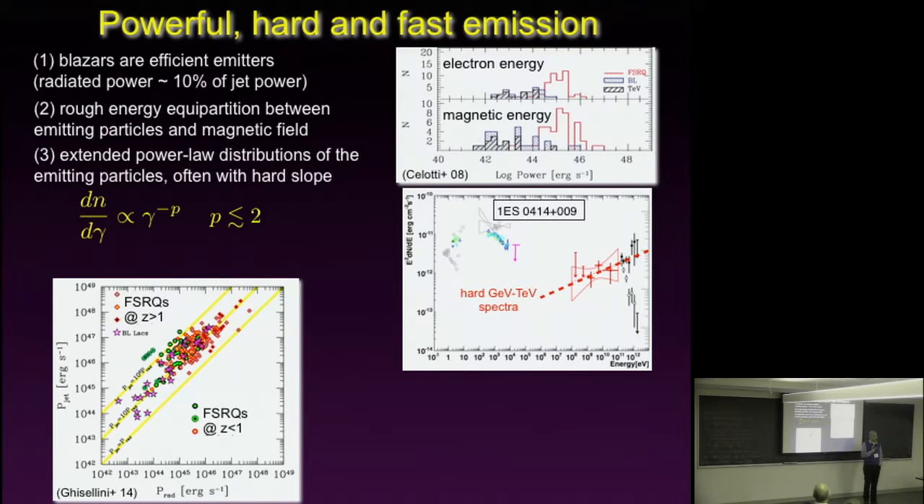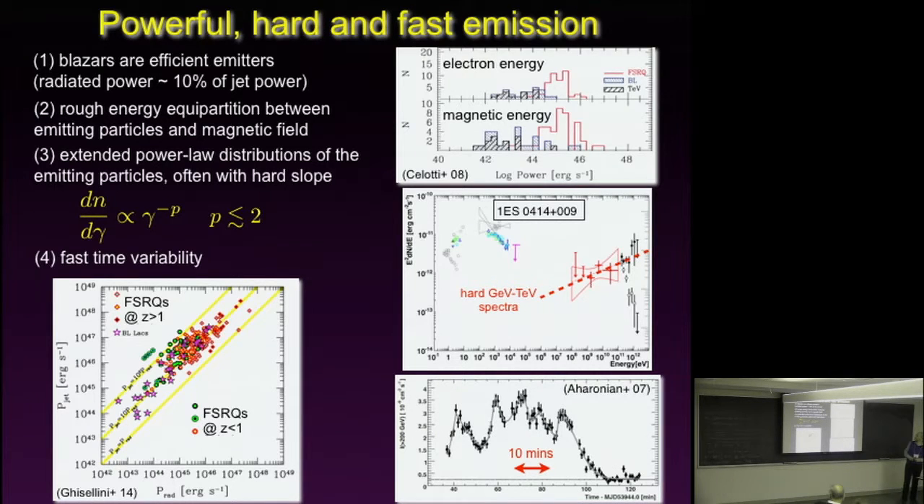The physics is very solid for a class of objects in which we do not have any other evidence for external photon fields being important. If external photon fields are the main source of the soft photons, then these constraints are much less powerful. But in a class of objects in which we do see that there are no other external sources of photons, the same electrons are producing synchrotron. The synchrotron photons are being upscattered by these ultra-relativistic electrons, producing the second bump.